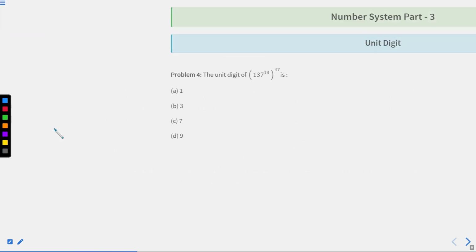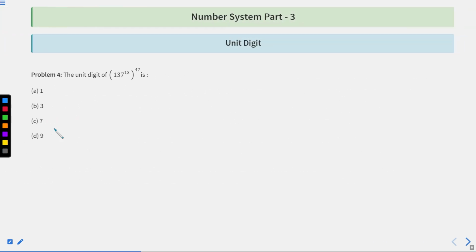Moving on to problem number 4. The unit digit of 137 to the power 13 to the power 47. That's a tricky question. Looks like a tricky question, but it's not. If you know the results well, then you can do it very quickly.